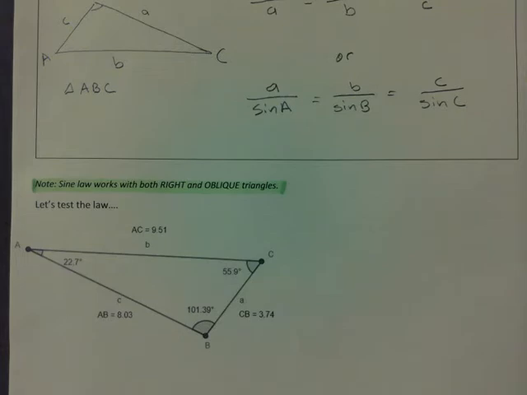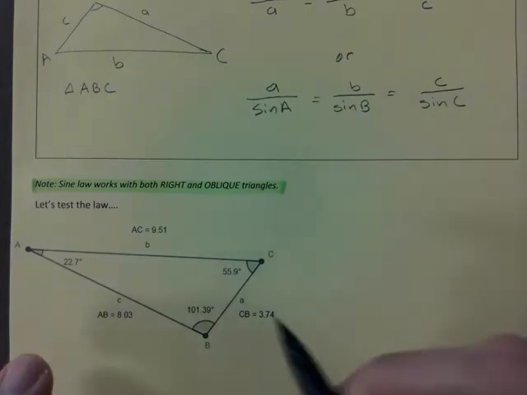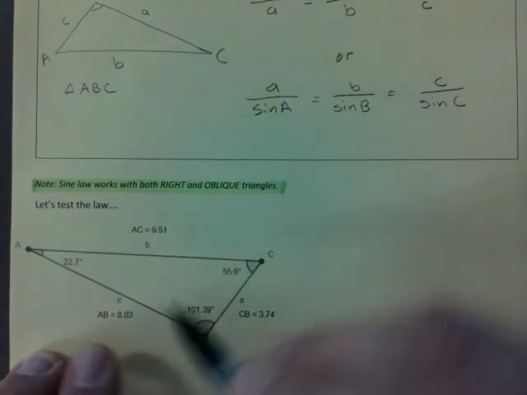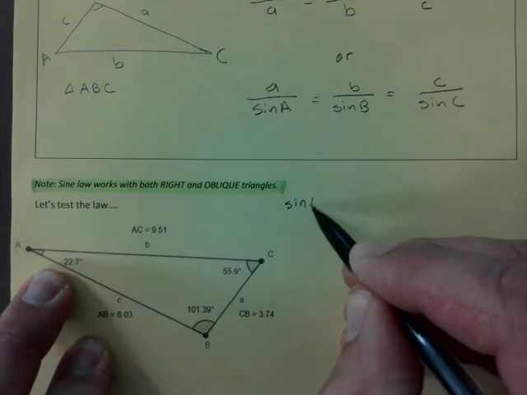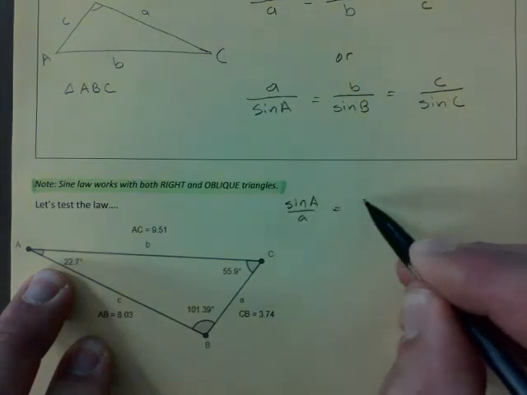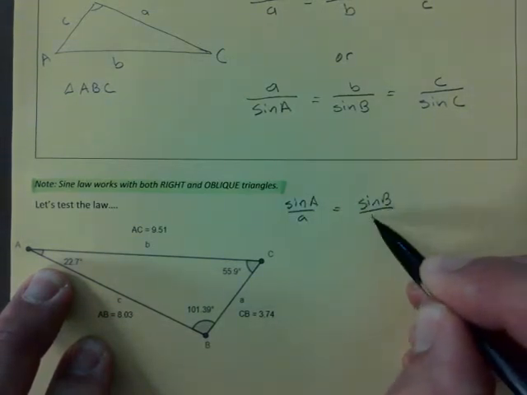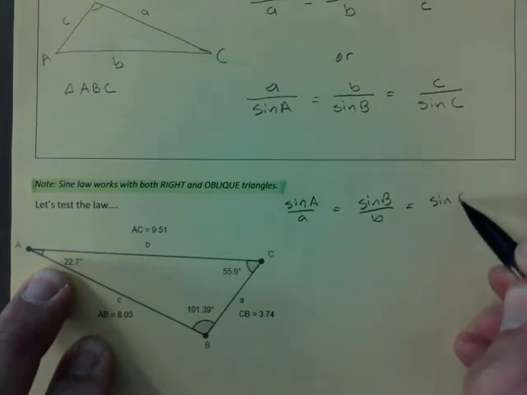Let's test the law. Okay, let's put it to the test. So this is actually GeoGebra. Anybody heard of GeoGebra? Maybe your teachers used it, maybe not, but you can actually draw something to scale and it labels everything for you. So this is drawn to scale. So if we were to take sine of A and divide it by a, sine of B divided by b, sine of C divided by c.